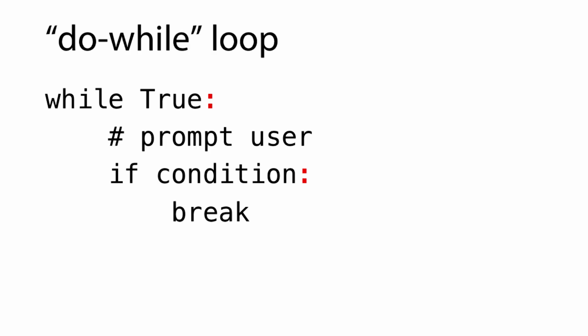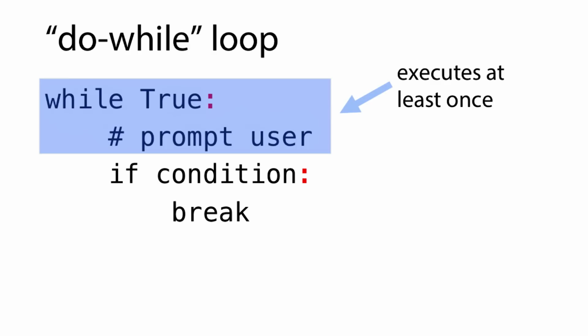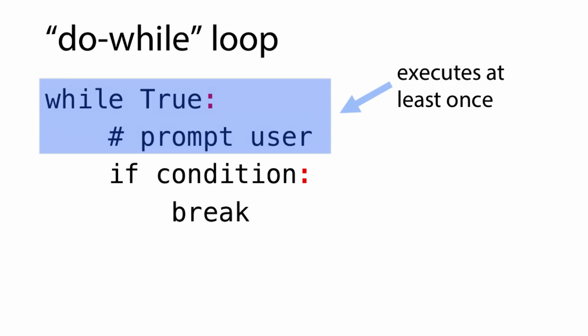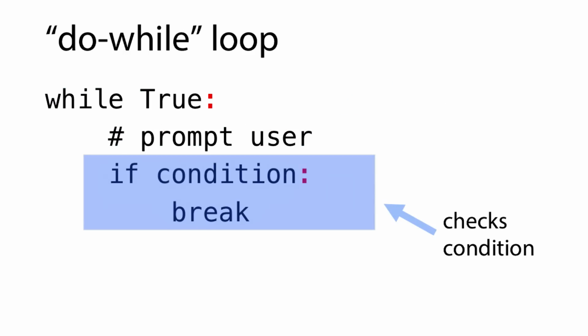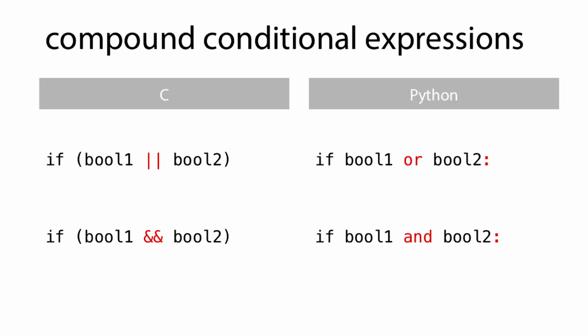So that means that the loop will execute at least once. So I'm going to prompt the user there, and then if a certain condition is met, then I'll break out of the loop. But if that condition isn't met, then that loop will repeat itself. Another difference between C and Python is how we express the compound conditional expressions. For ors and ands, we used characters, but in Python, we simply just need to type those words out, or and.